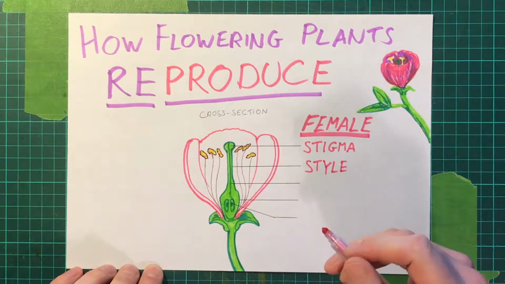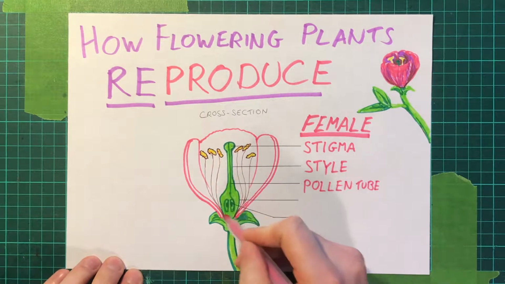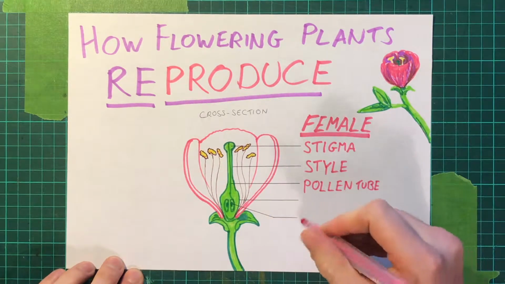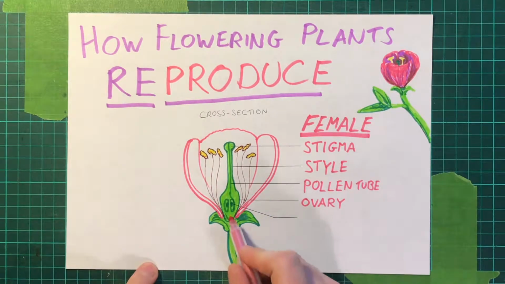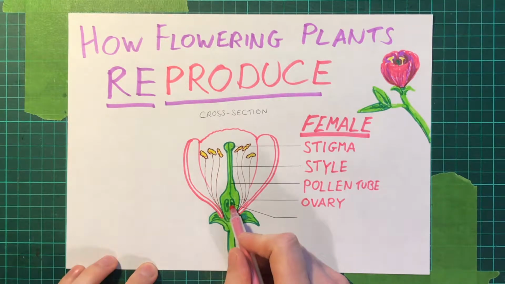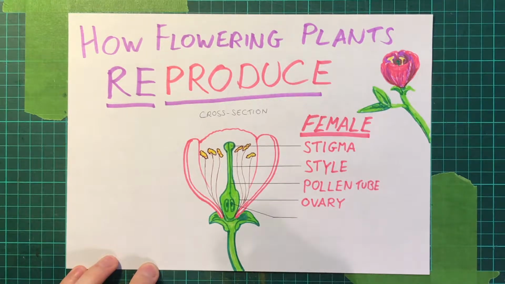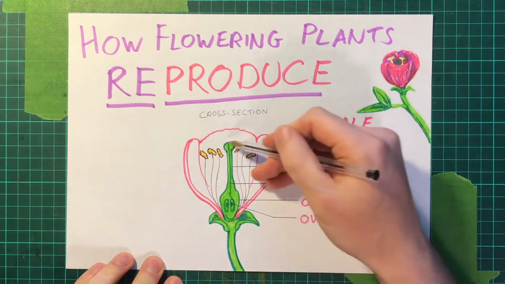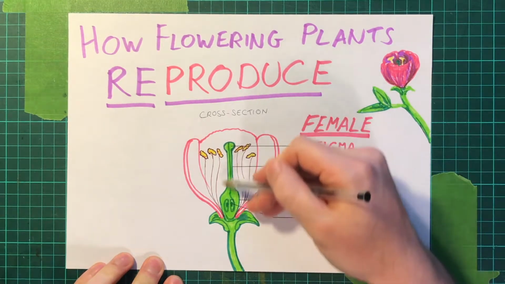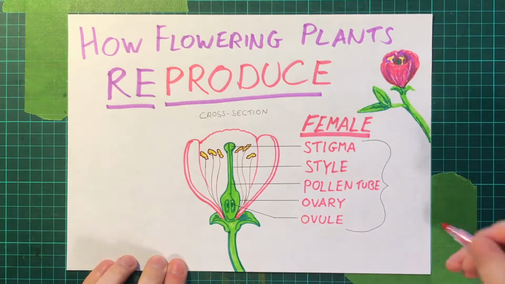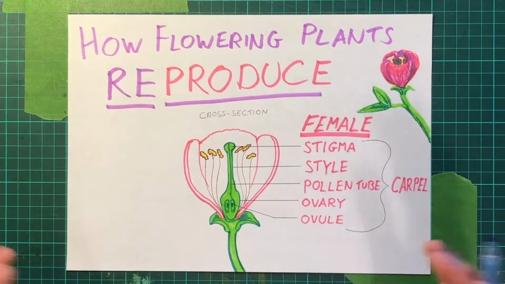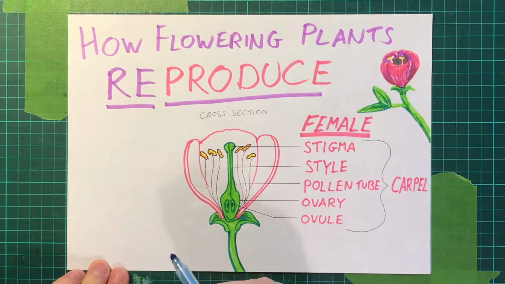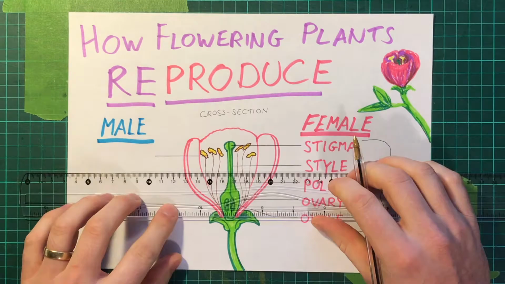Then this section here at the bottom is called the ovary, and then inside the ovary we have these bits here which are called the ovules. And then this whole structure together is called the carpel. So now we'll move on to the male part of the flower.